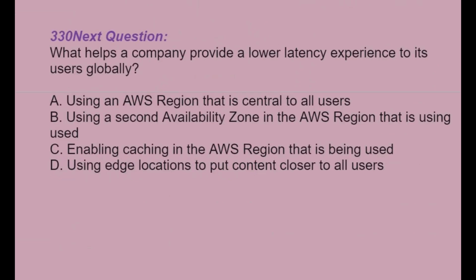Question is, what helps a company provide a lower latency experience to its users globally? Option A, using an AWS region that is central to all users. Option B, using a second availability zone in the AWS region that is used. Option C, enabling caching in the AWS region that is being used. Option D, using edge locations to put content closer to all users. Correct answer is option A.